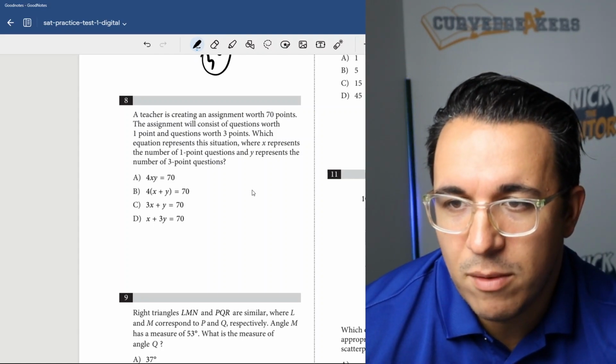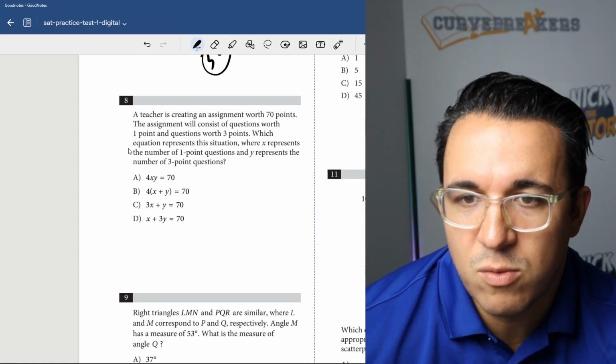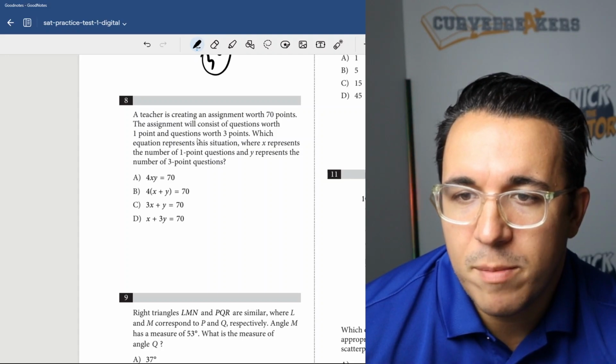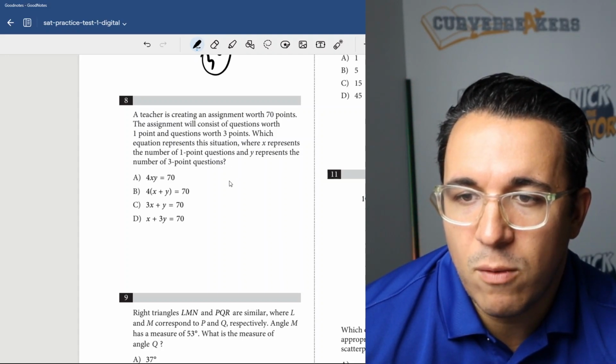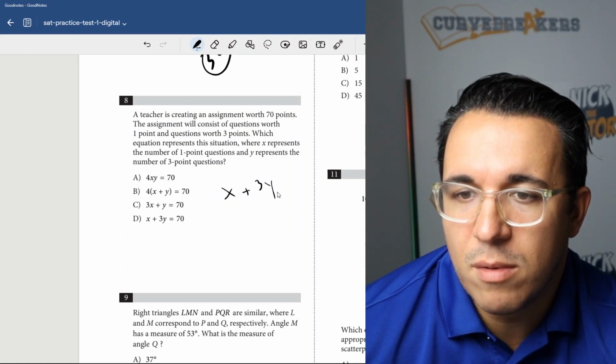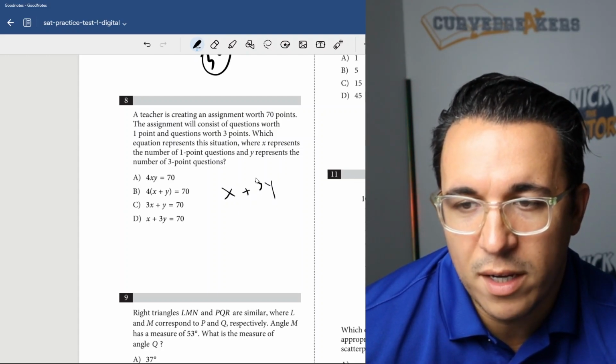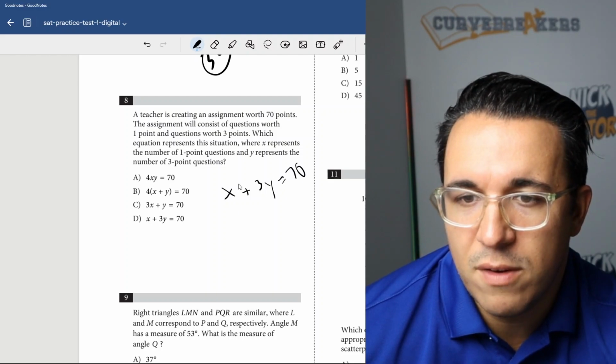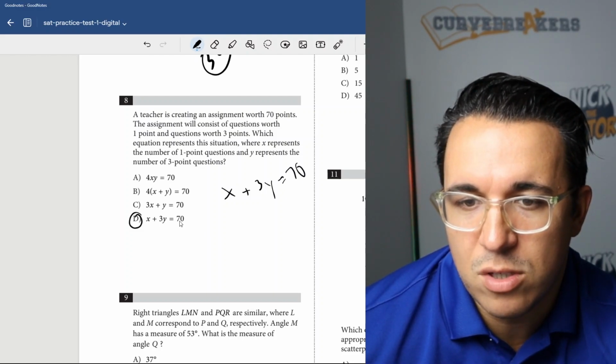A teacher's creating an assignment worth 70 points. The assignment consists of questions worth 1 point and 3 points. Which equation represents the situation where x represents the number of 1-point questions and y represents the number of 3-point questions? So it's going to be 3y, questions worth 3 points. That's a total of 70 points. So I'm going to be looking for something like that, which is choice D.